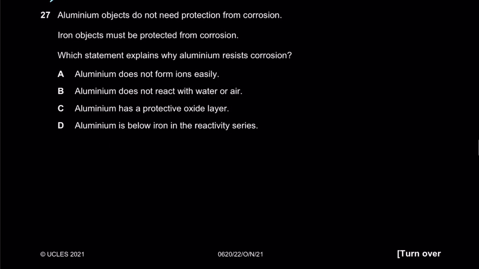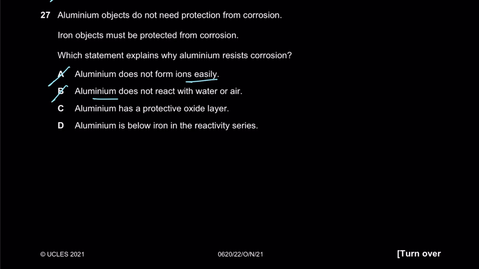Aluminum objects do not need protection from corrosion. Why? Because it forms a layer of its oxide which protects it from air and water and whatnot, right? So which, aluminum does not form ions easily? No, it's a metal. It does form ions. It's at a very high level in the reactivity series. Aluminum does not react with water or air. No, sir. Aluminum does react with water and air.